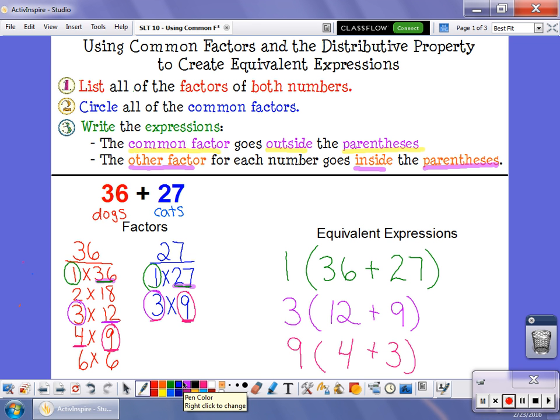And what I want you to notice is if you take your common factor and you multiply it, you're going to end up with the same things you started with. Like if we look at this, if I do 1 times 36, I get my 36 that's over here. 3 times 12 is 36, and 9 times 4 is 36. Now if I do the same thing for my second factors, 1 times 27, 3 times 9, and 9 times 3, they all equal the second number I have in my expression. And that's how we can tell we've created equivalent expressions.